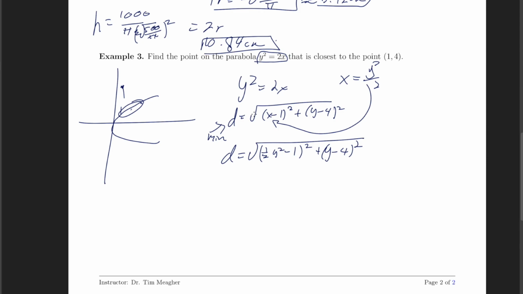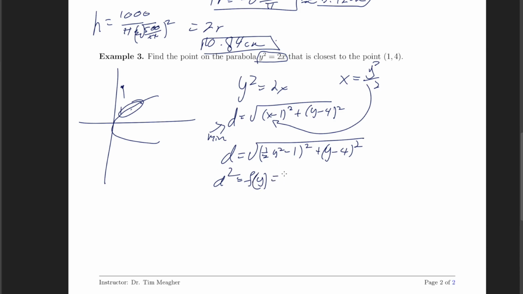And in order to make our lives easier, let me just introduce a trick. If we minimize d, we're also minimizing d squared. Because if the distance is short, and distance has to be positive, squaring it is still positive, so if we minimize d squared, that still works. I'm going to say d squared is equal to some f of y.